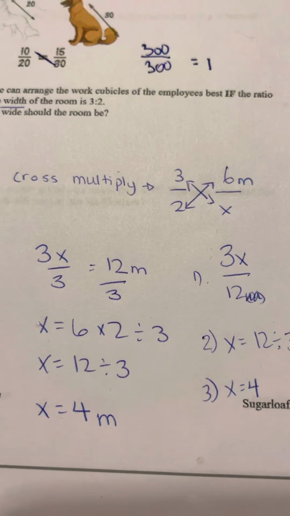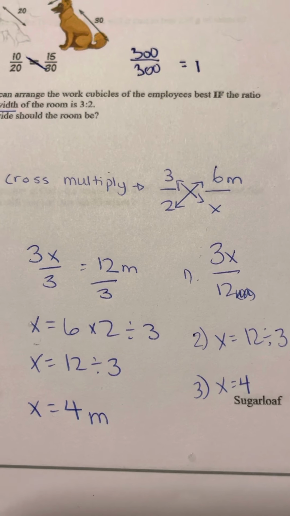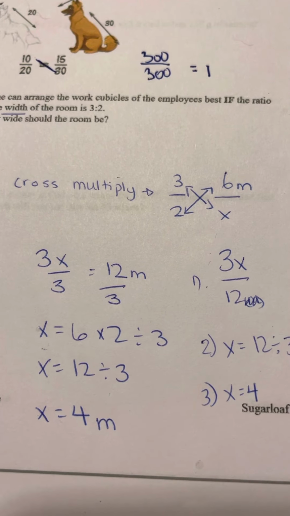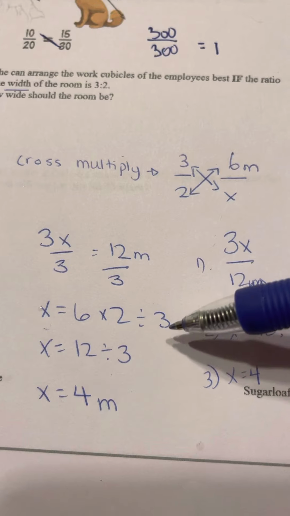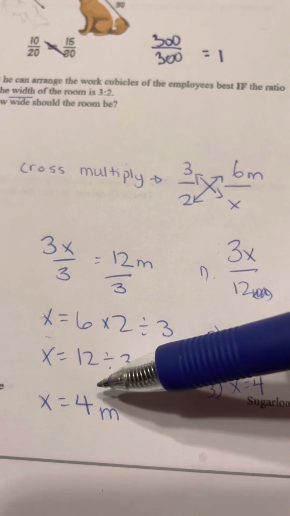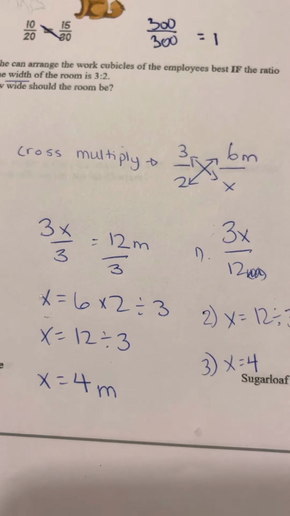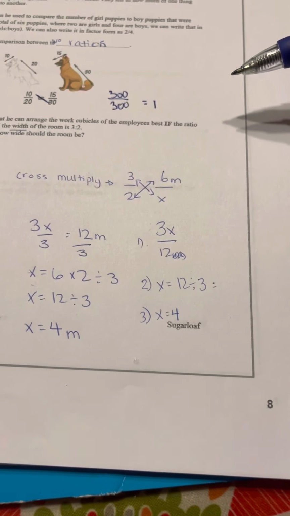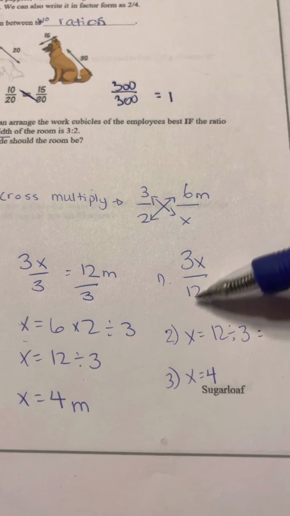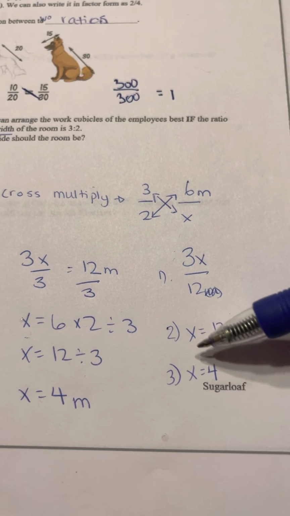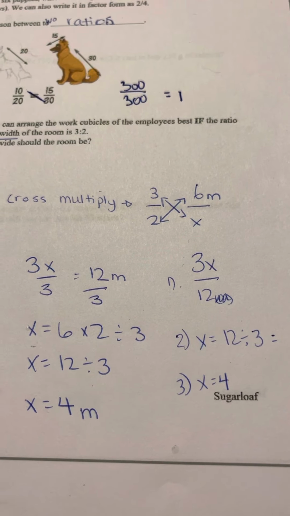When you finish your multiplying, you have to make your x be on one side. You follow the steps. X equals 6 times 2 divided by 3. Do your multiplication first. X equals 12 divided by 3. X equals 4 meters. You can also do it 3x over 12. To get your x, you have to take the 3 times and move it to a 3 divide. And you get x equals 4.